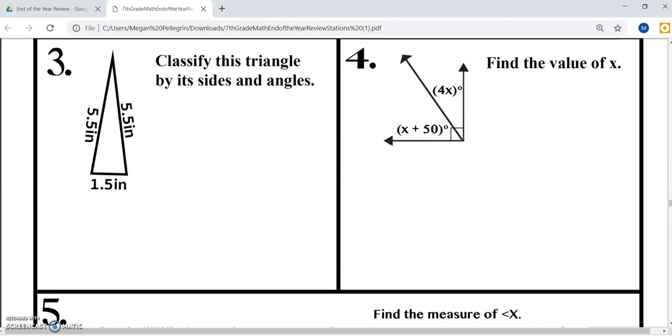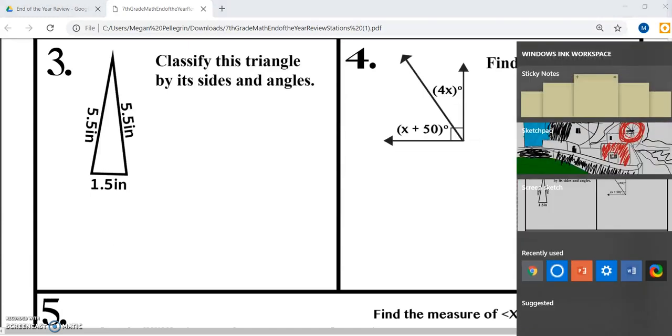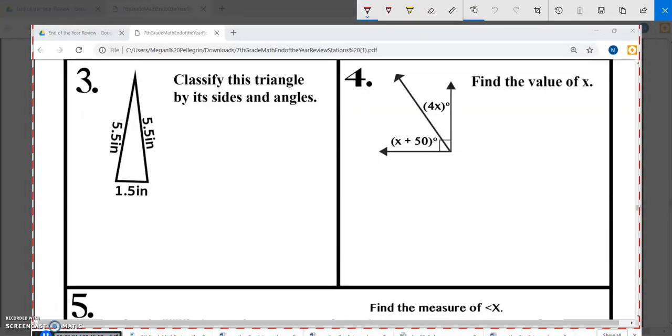Okay, classify this triangle by its sides and angles. So what kind of triangle is it? Because it has two sides that are the same, it's called an isosceles triangle. And then also your angles. All of the angles are acute, so it's also acute.